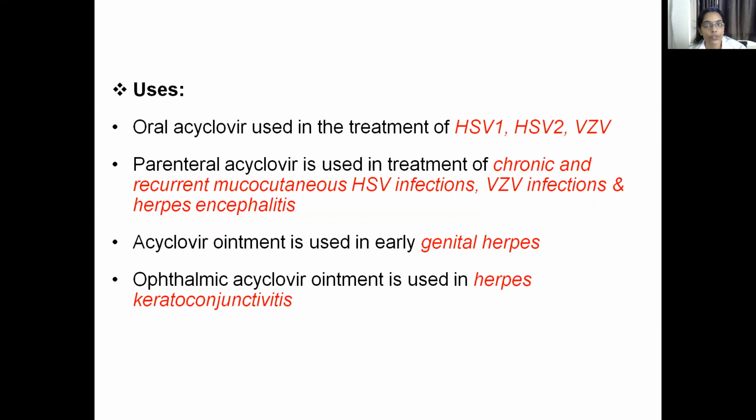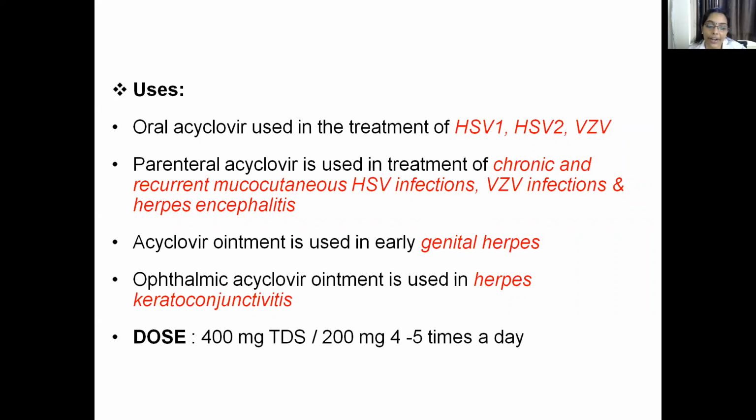So where is it used? For HSV 1 and 2 infections, varicella zoster virus infections, herpes encephalitis, chronic and recurrent mucocutaneous HSV infections, then genital herpes and herpes keratoconjunctivitis. Dose is 400 mg TDS or 200 mg 4 to 5 times a day.